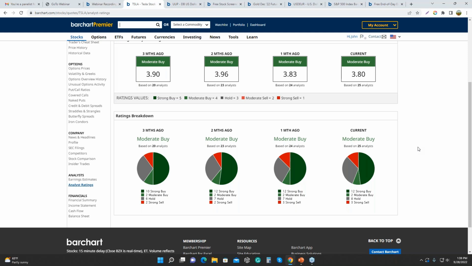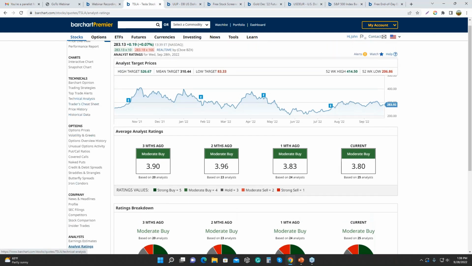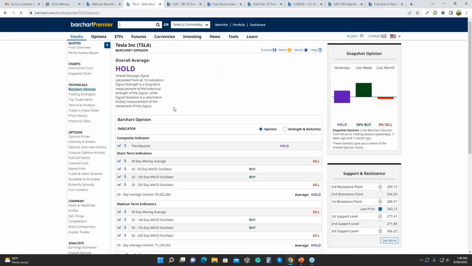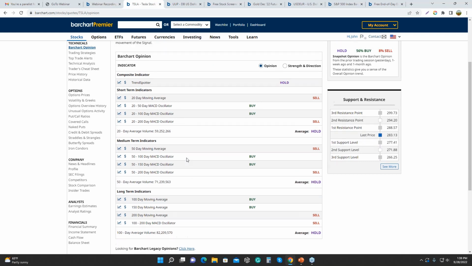So the real difference is, analyst ratings are completely different than bar chart opinion. You really can't compare the two of them at all. Analyst ratings, we usually get them quarterly, and it's based on analysts. In this case, 25 different analysts rated Tesla as a moderate buy. The bar chart opinion is strictly looking at those 13 technical indicators. It's technical analysis in its truest form. So I just wanted to make sure I could get that in there, okay?